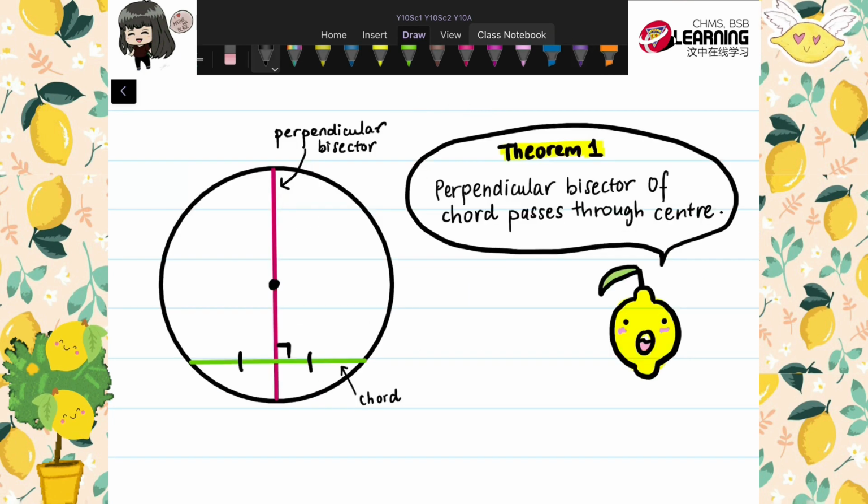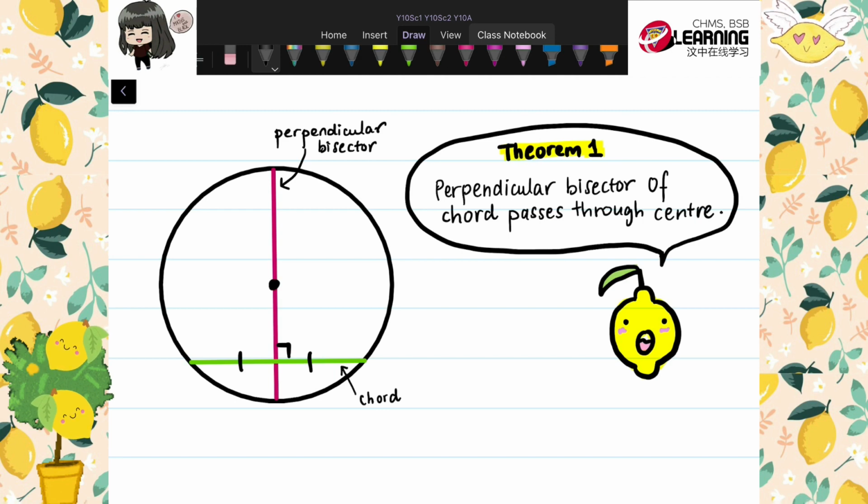So the first theorem is: the perpendicular bisector of a chord passes through the center. Okay, I'll explain one by one here. Perpendicular means 90 degrees. Bisector means the line that is cutting a line into half. Basically, this 90-degree line is passing through another line and cutting it into half. So it says here, perpendicular bisector of chord.